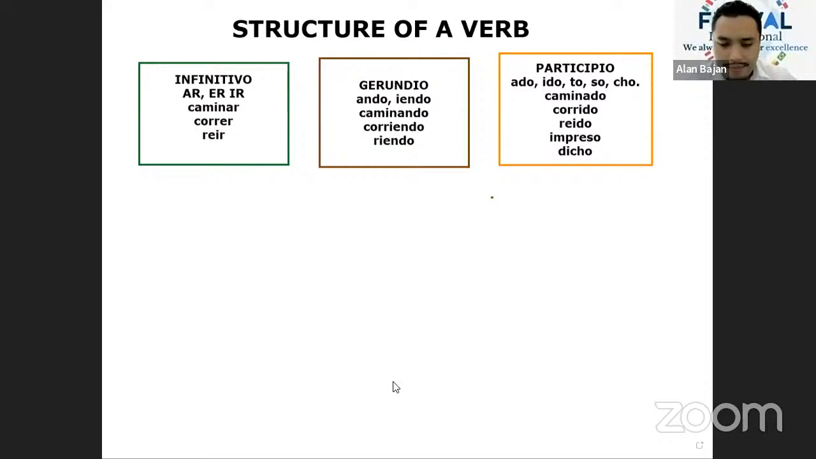Okay. So in English, we have the same. In infinitive, we have the verbs in the original form. To walk, to run, to smile. For example, in gerund, we have the verbs ending in ing. Walk, walking, run, running, smile, smiling.